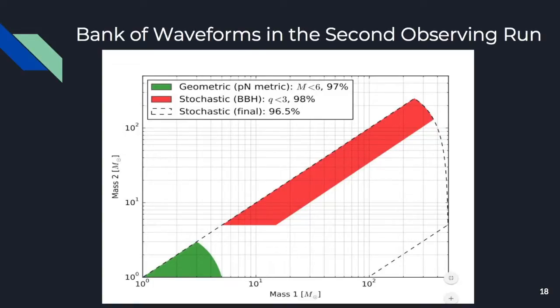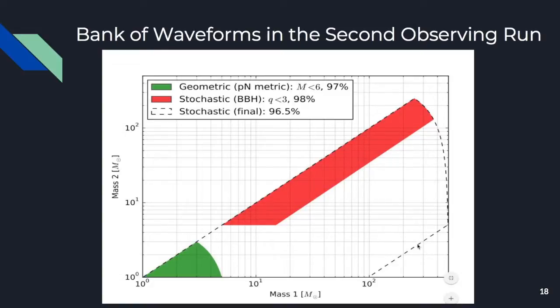So here on the x-axis, we have component mass, in solar masses. We're covering a region roughly from 1 up to a couple hundred solar masses in each component. And for most of the space, we are doing just a very straightforward brute force stochastic placement.